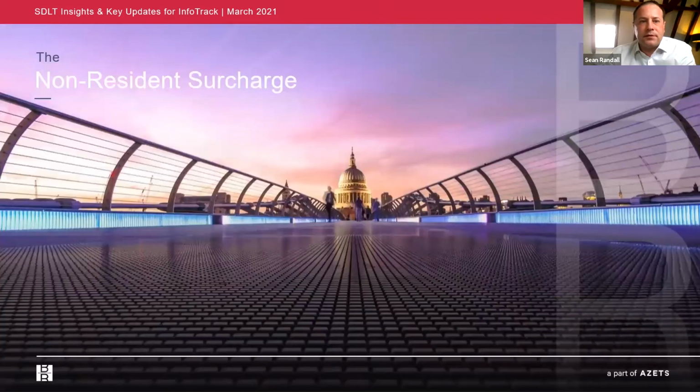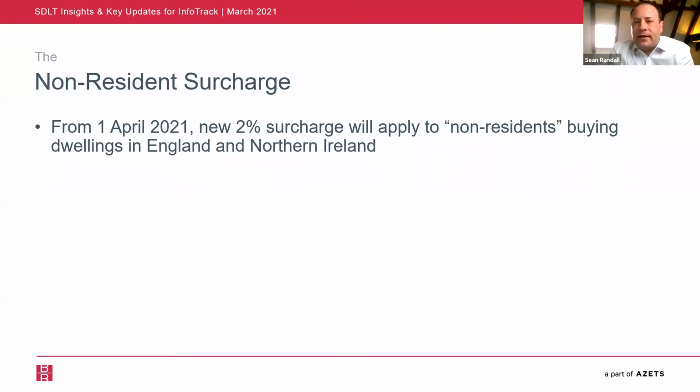Okay, let's look at the surcharge. Or another surcharge. Of course, we have an existing 3% surcharge for purchases of additional dwellings. This is a new 2% surcharge, and it's specifically going to apply to non-residents. So those individuals and companies that are regarded as non-resident in the UK. But it will only apply to purchases of dwellings, and it will only apply to dwelling purchases in England and Northern Ireland. So it will not apply in Scotland or in Wales.